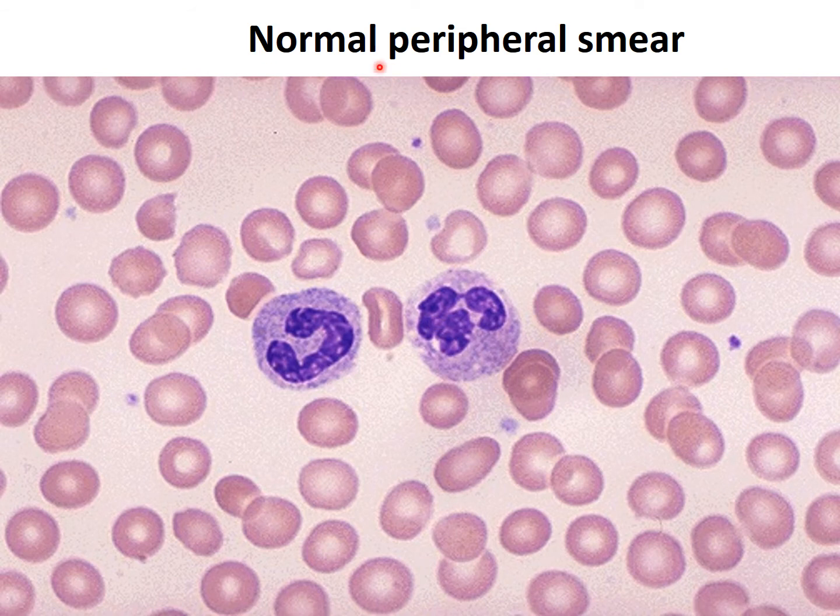Now this is how a normal peripheral smear looks. As you see here, the red blood cell size is very uniform. You do see some altered red blood cells, such as fragmentocytes or helmet cells, but not too many. This is due to, for example, the smear-making process damaging the cells. But mostly they're uniform in size and shape, so this is the normal peripheral picture.